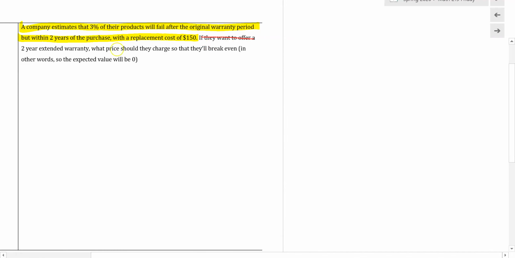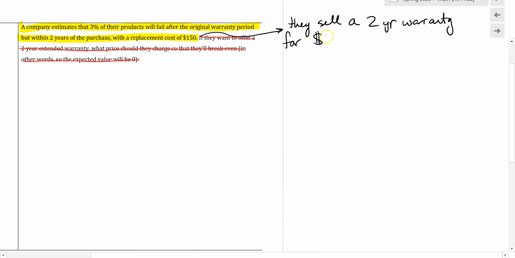For now, I'm going to say no, I don't want to do that. I'm going to hijack this problem. Let's come over here. And let's say they sell a 2-year warranty for $5. Okay. What is the expected value to the company?